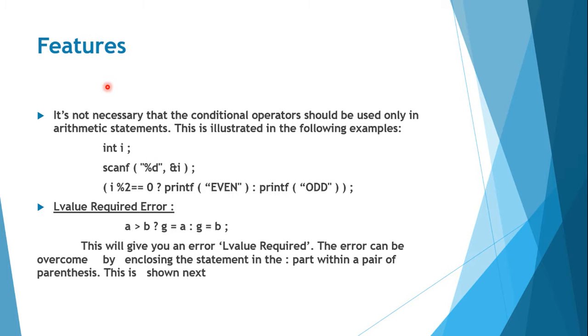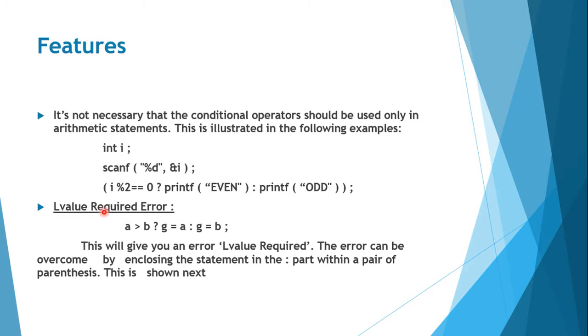Features: it's not necessary that conditional operators should be used only in arithmetic statements. This is illustrated in the following example, that is int i, then scanning i and printing the value of i. If i modulo 2 equal to 0, that is if we divide i by 2 and the remainder is 0, then it will print even, otherwise it will print odd. We will see this example after some time.